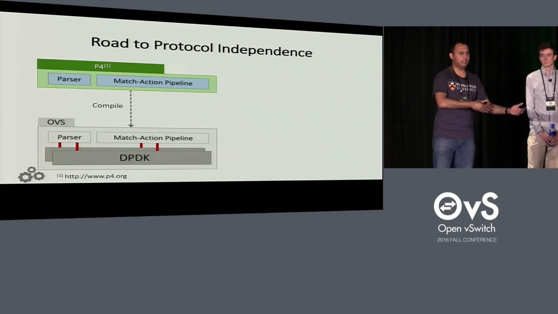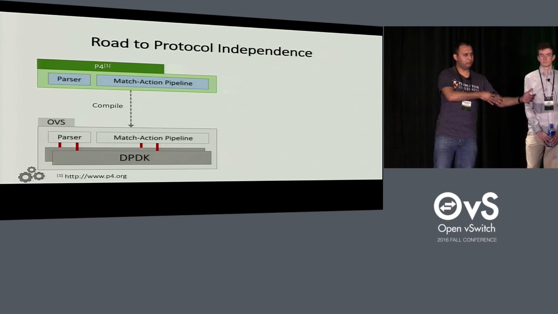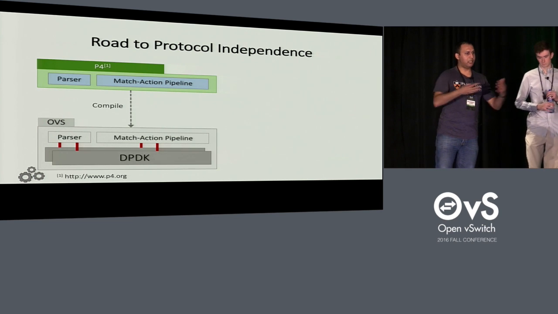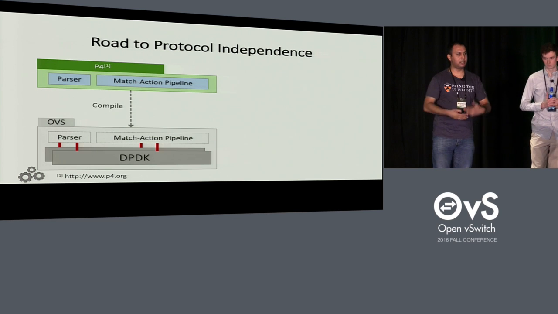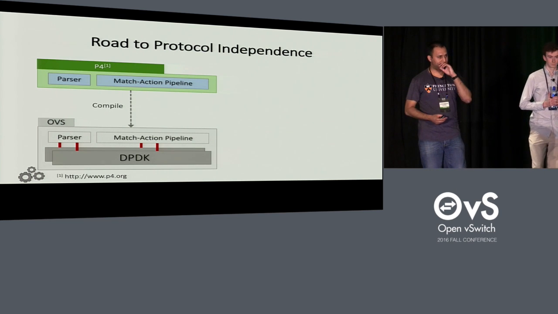Previously in SDN, using OpenFlow and so forth, they had to stick with what was already being parsed for them based on a given OpenFlow interface, but now they can express their own headers and protocols, extract the necessary fields, and then run them through the match action pipeline.